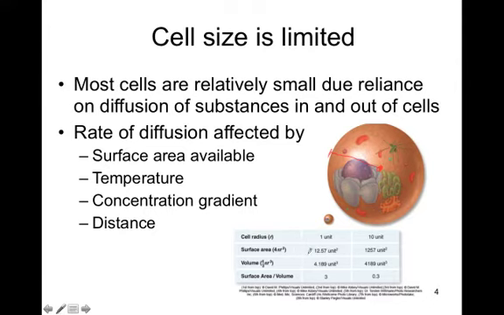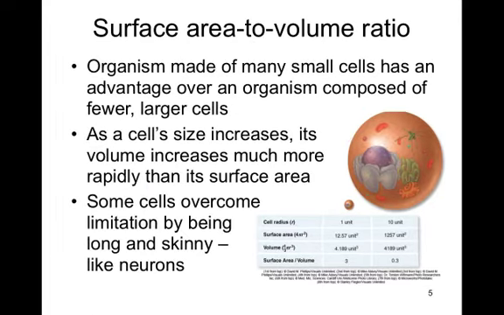If we look at the table down here, you can see that if we increase the radius by 10 times, the surface area to volume ratio becomes much, much, much less, such that at a certain point, the cell would not receive as much nutrient as it needed in the center if it became too large. That is, as a cell's size increases, its volume increases much more rapidly than its surface area. Some cells overcome this by becoming long and skinny, like muscle cells or neurons.